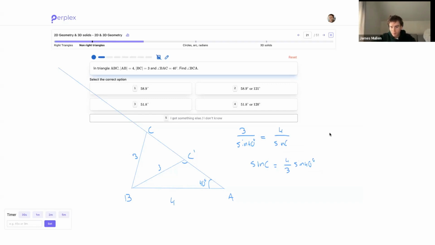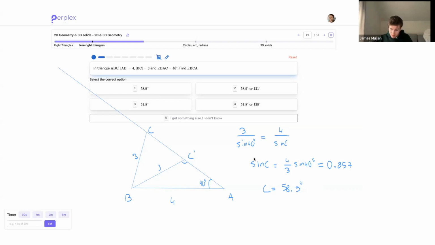If I share my screen, I'm going to lose the drawing, so I'm not going to do that. 4 over 3 times the sine of 40 degrees is 0.857. And now, if I take the inverse sine of that, I get C is equal to 58.98 actually. So it should be 59 degrees, but whatever. I'm just making sure there hasn't been a mistake here. No, it looks fine. 58.9 degrees.